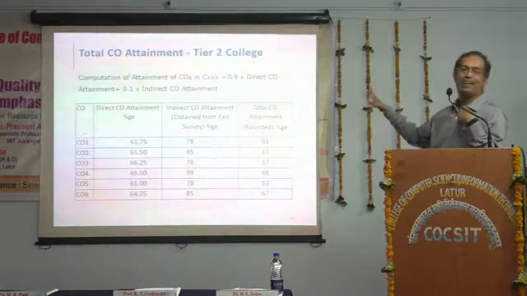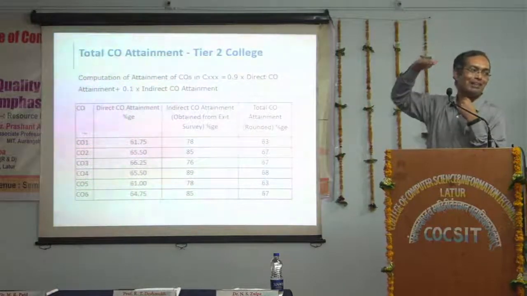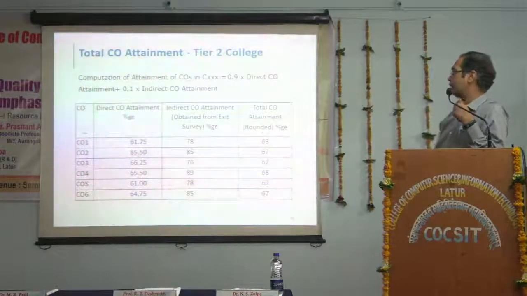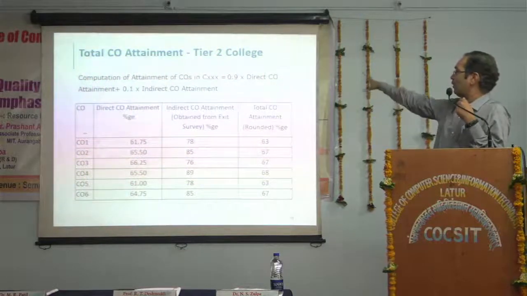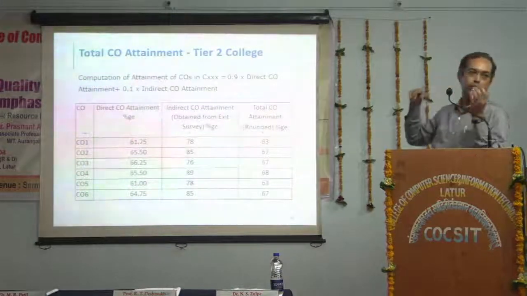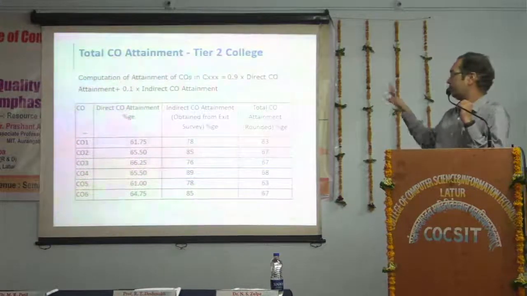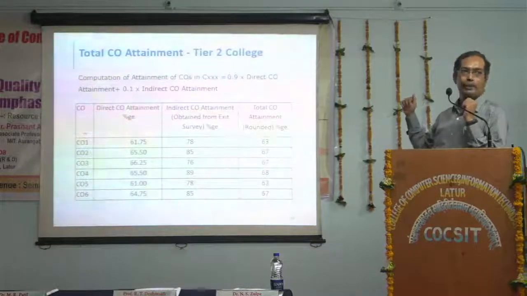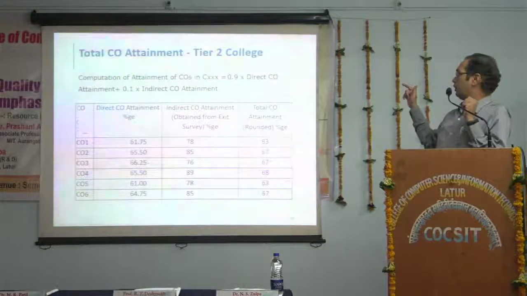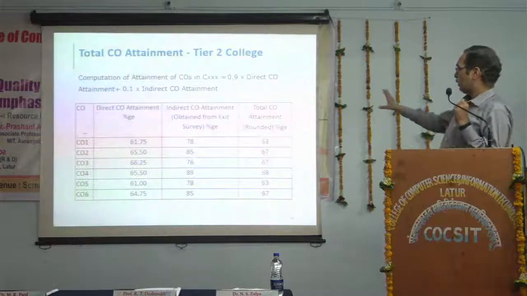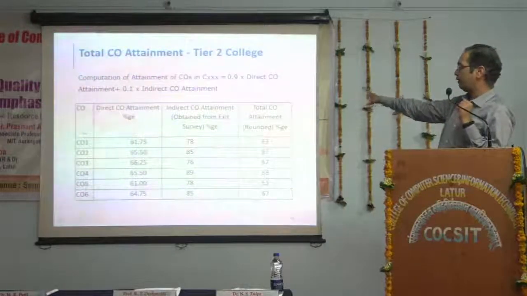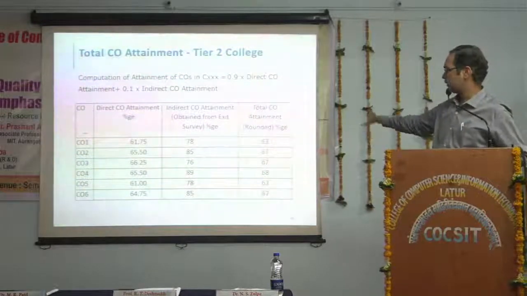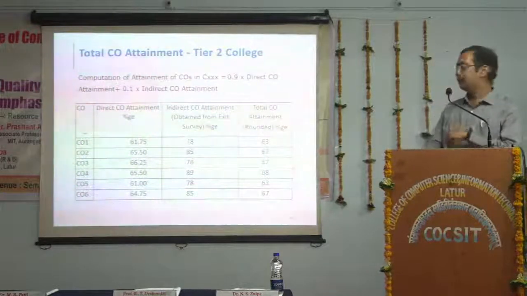Generally you will find in indirect you will get more marks or more weightage or more score as compared to the direct. And because indirect is maybe a biased process, I have allocated less weightage to that. So indirect CO attainment 0.1 and direct CO attainment 0.9. And when I did the totaling of that, I could get 63, 67, 67, 68, 63, 67, right?